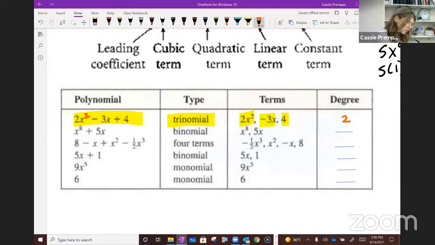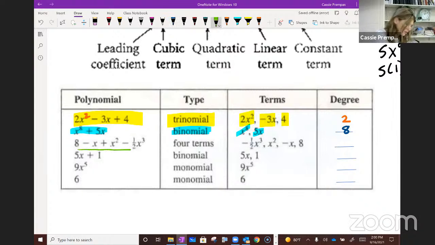If I look at this next one, this would be a binomial because it has 2 terms. These would be the 2 specific terms, x to the 8th and 5 to the x. You guys tell me, what would be the degree of this binomial? 8, perfect, because the highest exponent is 8. On to the next one.